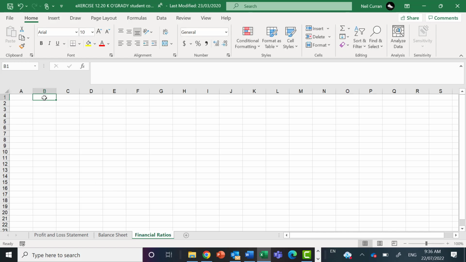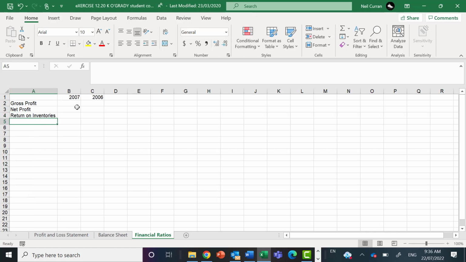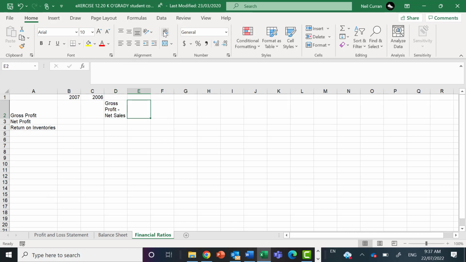So you need to calculate two ratios, one for 2006, one for 2007, and it is gross profit, net profit, and also return on inventories. Now your gross profit ratio is your gross profit figure divided by your net sales, and your net sales is represented by sales less sales returns.